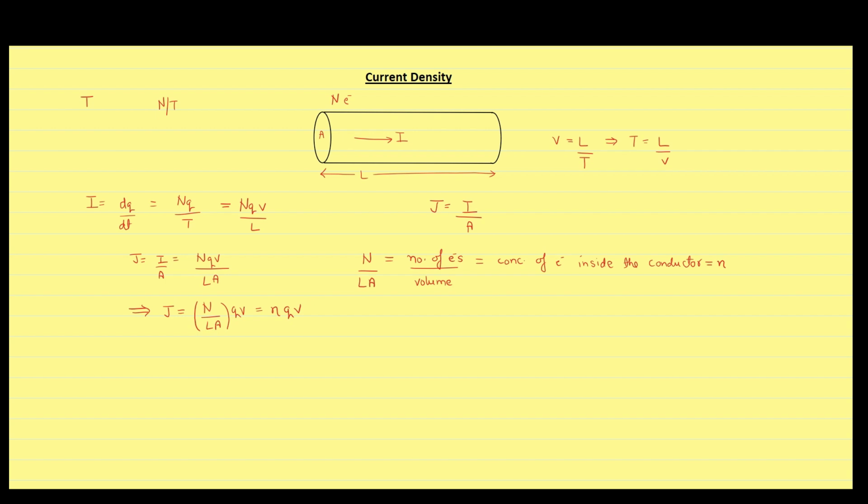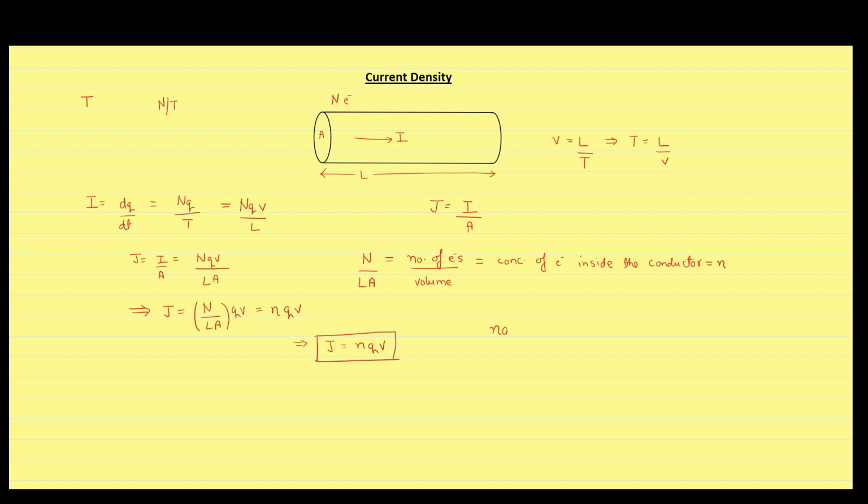We got the current density to be equal to concentration of electrons inside the conductor multiplied by charge on an electron multiplied by the velocity with which electrons are moving. This is the formula for current density.